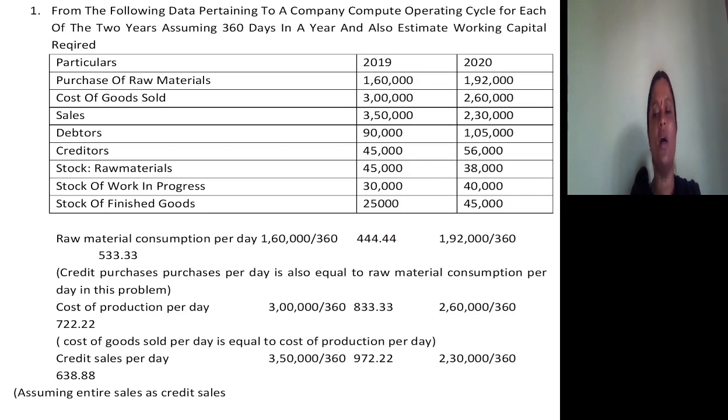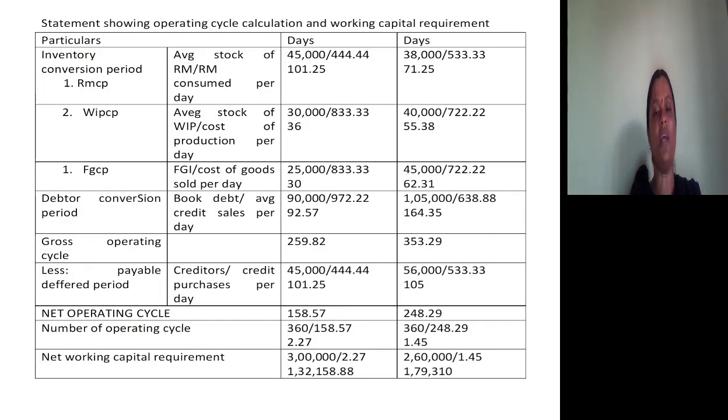Then credit purchases per day. We know that purchases are considered as consumption. We have already calculated the raw material consumption per day. That itself is raw material purchases per day. So now we start calculating the operating cycle first.